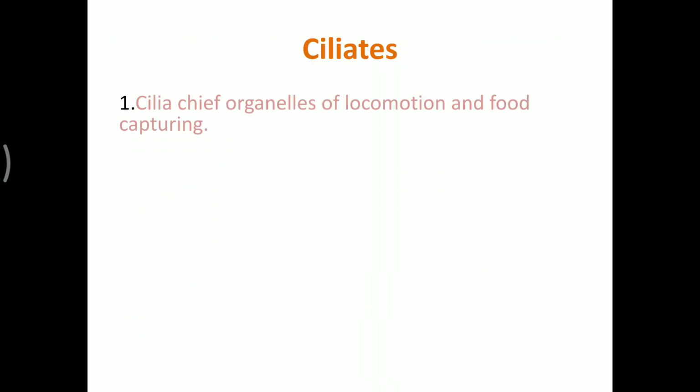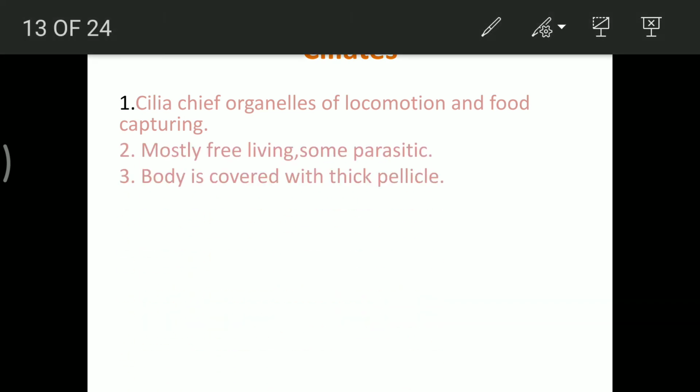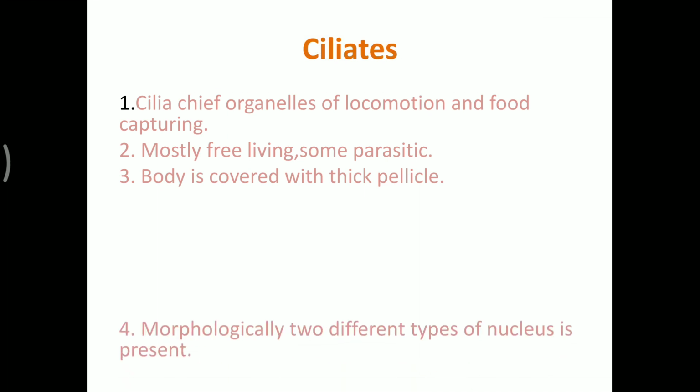Next category is of the ciliates. Cilia is the chief cell organelle for locomotion of these organisms. It is not only used for locomotion but also for food capturing. Mostly the organisms are free living, some of them are parasitic. Outer covering of the body is pellicle.